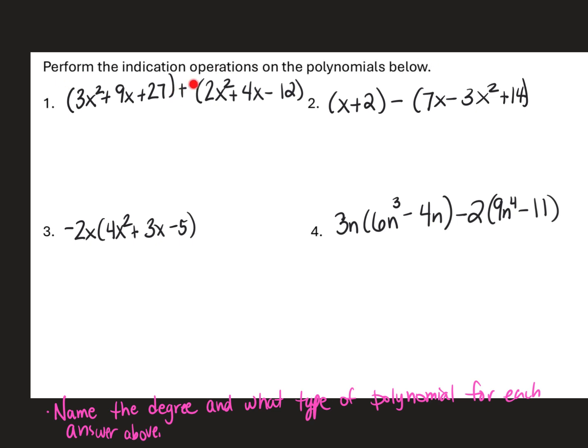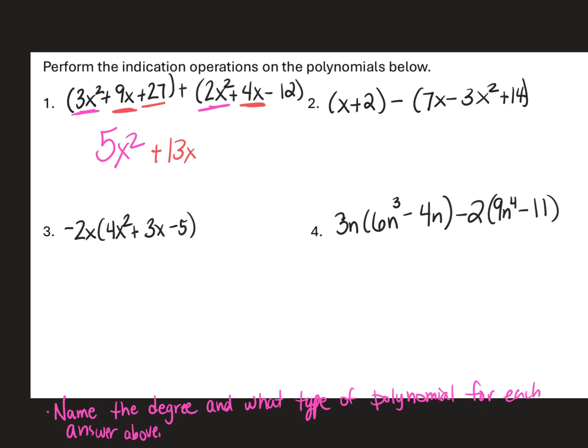This tells me to add like terms. 3x squared and 2x squared are like terms. 9x and 4x are like terms. 27 and negative 12 are like terms. So I'm going to combine 3x squared and 2x squared. That gives me 5x squared. I'm going to combine 9x and 4x. That gives me plus 13x.